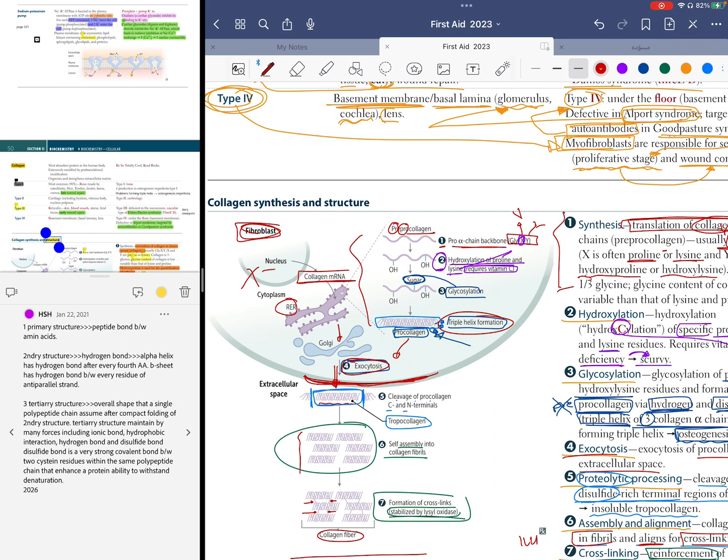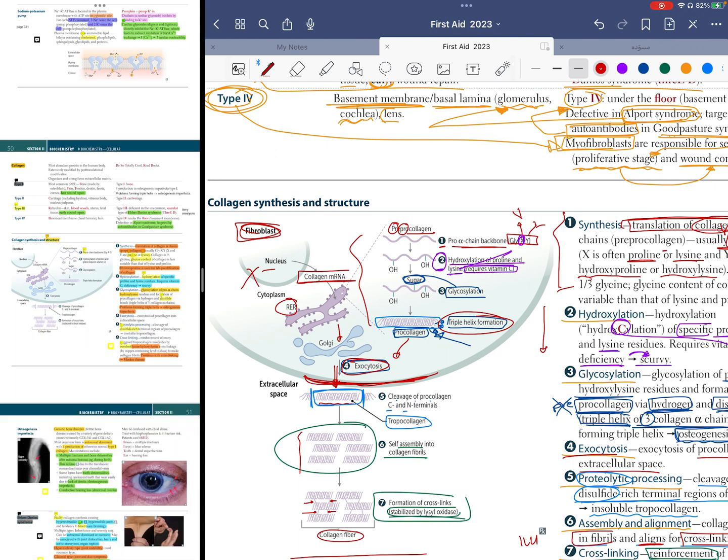So basically, if it's a primary structure, then it only has peptide bonds. If it's a secondary structure, it has hydrogen bonds. But if it's a tertiary structure, then of course it's going to have many bonds, like ionic bonds, hydrophobic bonds, hydrogen bonds, and disulfide bonds. And the strongest one is the disulfide bond because it occurs between two cysteine residues, and it enhances the protein's ability to withstand denaturation, so the protein doesn't denature easily anymore.